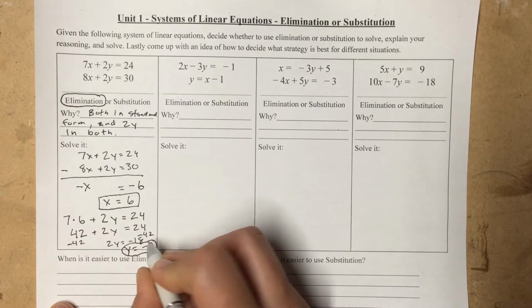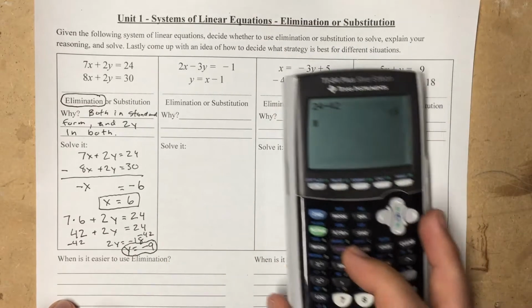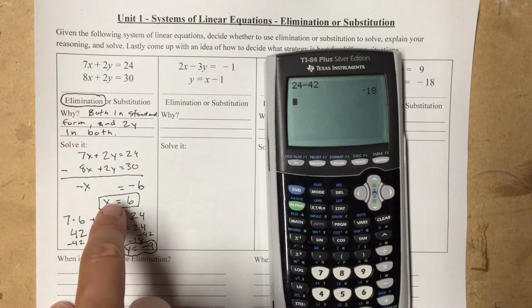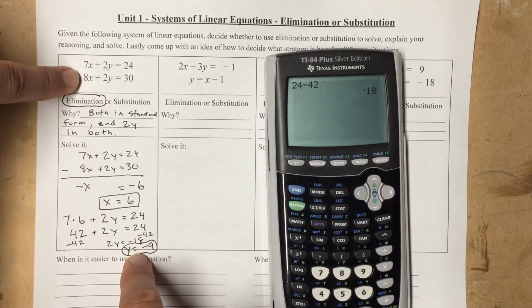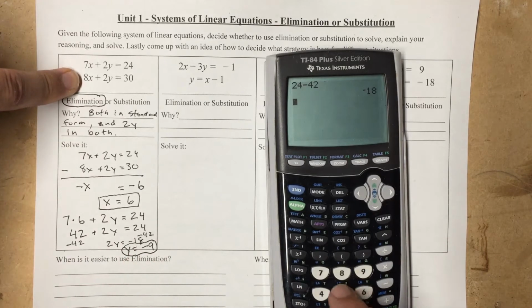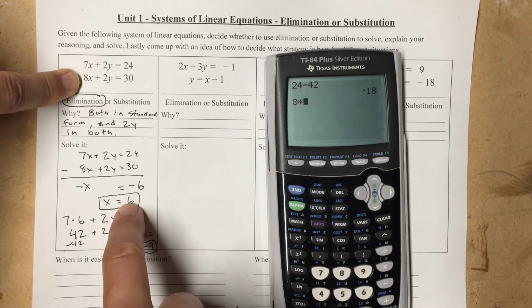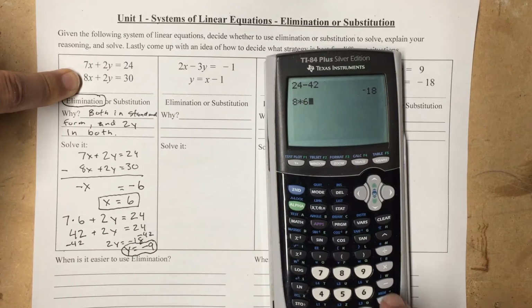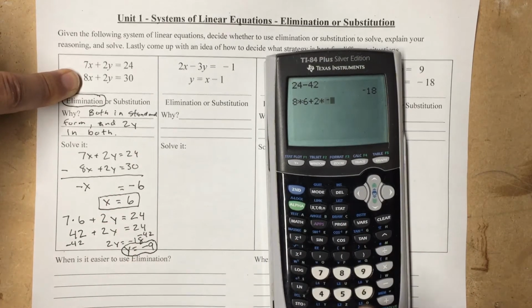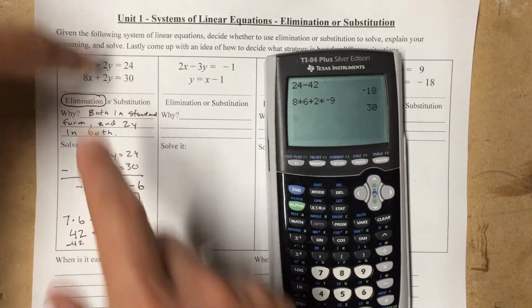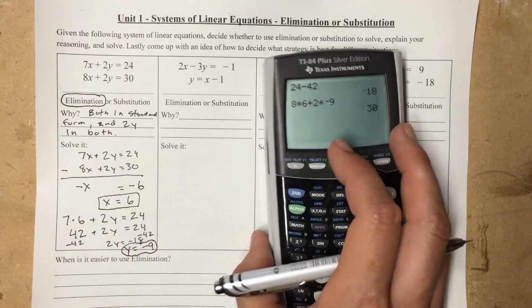I don't have room to check, but I'll do it on the calculator, to make sure that x is 6, y is negative 9. I'll do it by plugging into the second equation here. So 8 times x, which is 6, plus 2 times y, which is negative 9, is equal to 30. So that work checks out.